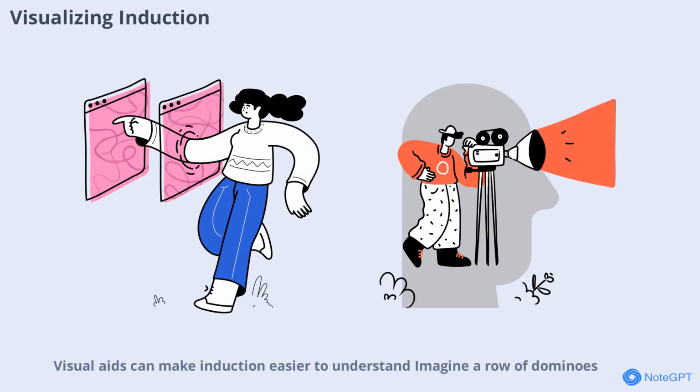Visual aids can make induction easier to understand. Imagine a row of dominoes. If you knock over the first and each one knocks over the next, all will fall. This visualization helps reinforce the logic behind induction and makes the abstract concept more concrete.